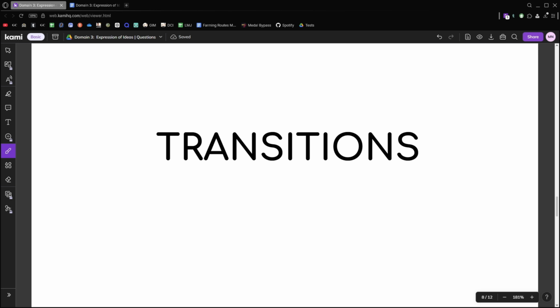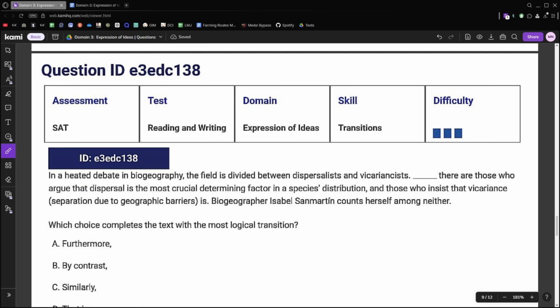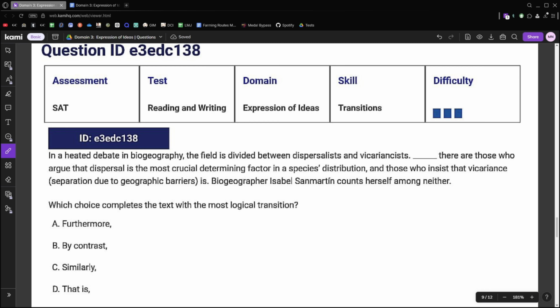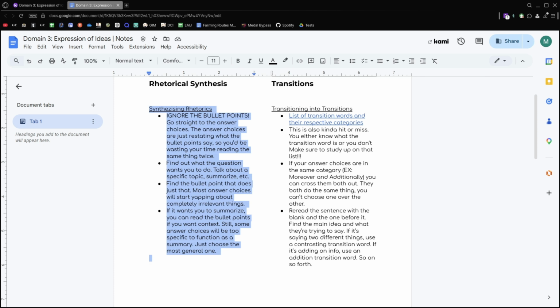Now we're moving on into our next and final topic because domain 3 also only has 2 topics. Let's get started with slide number 9. These are going to be transition questions, and of course, I do explain how to answer them right here.